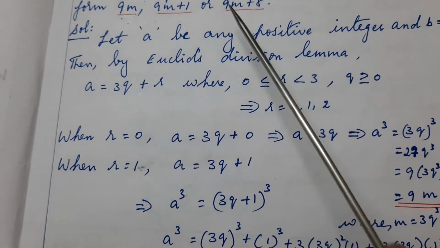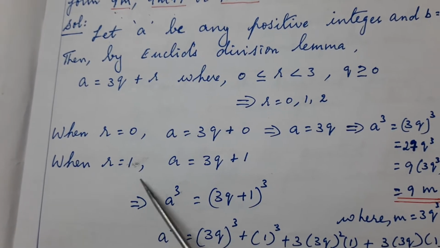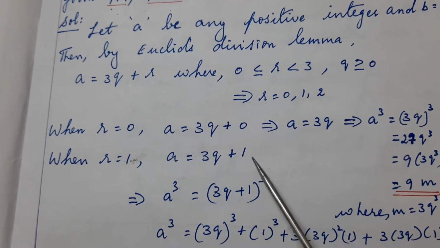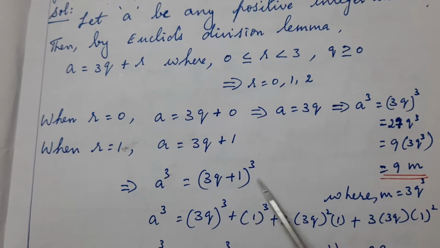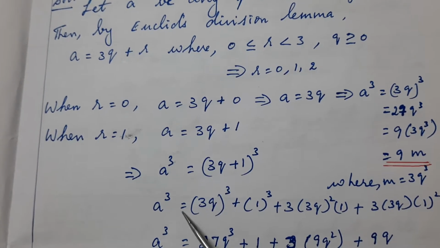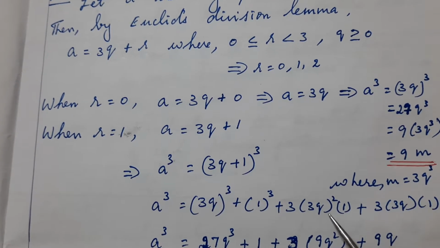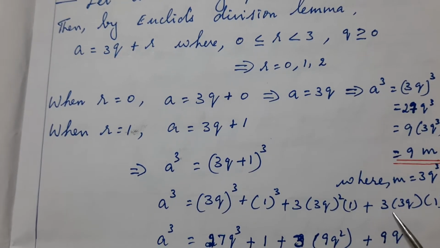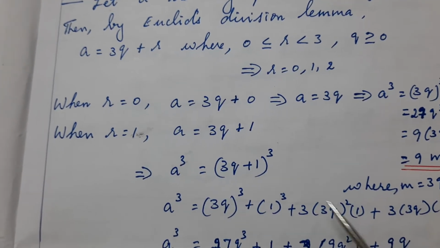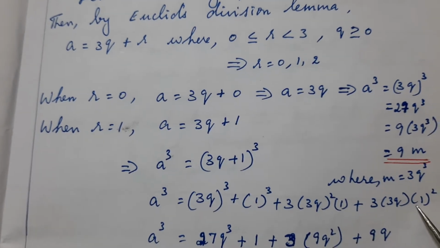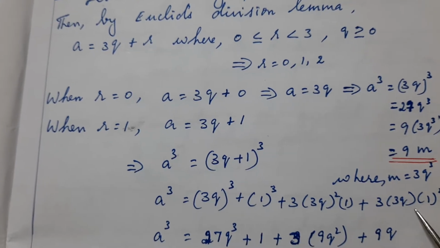The second one is 9m plus 1. Substitute 1 in the place of r. So a is equal to 3q plus 1. When you cube both sides, a cube is equal to (3q plus 1) the whole cube. So a cube is equal to (3q) the whole cube plus 1 cube plus 3 into (3q) square into 1 plus 3 into 3q into 1 square. This is a cube, b cube, 3a square b, 3ab square. This is the expansion for (a plus b) the whole cube. You have to use that identity.